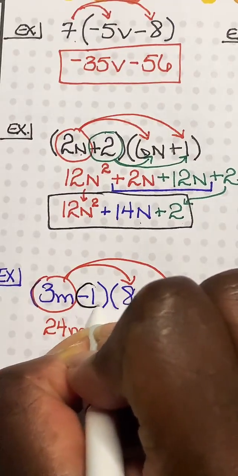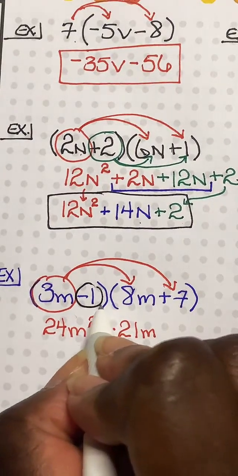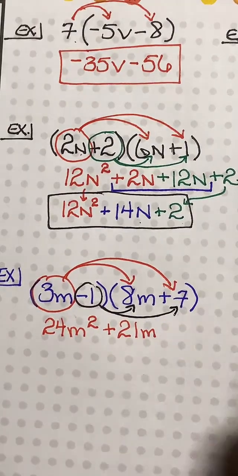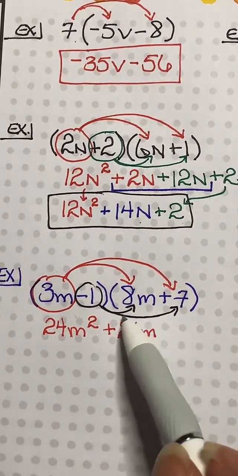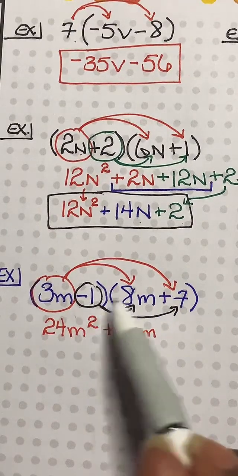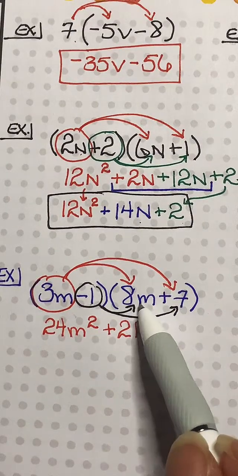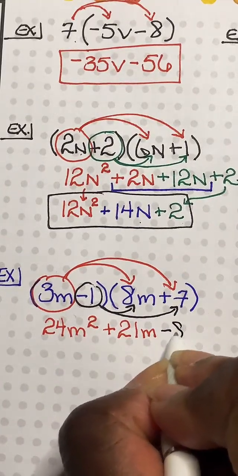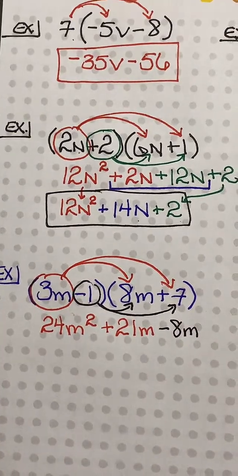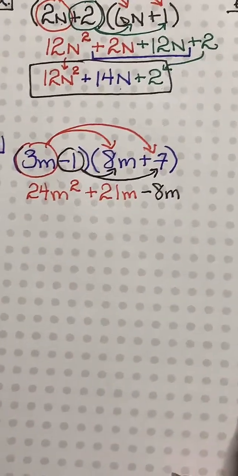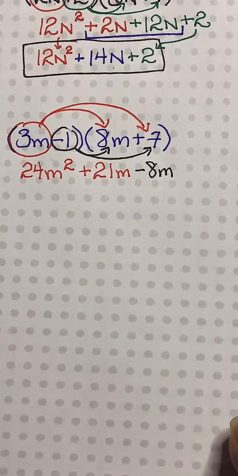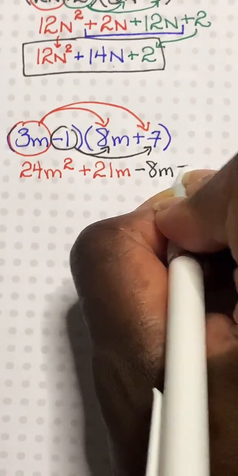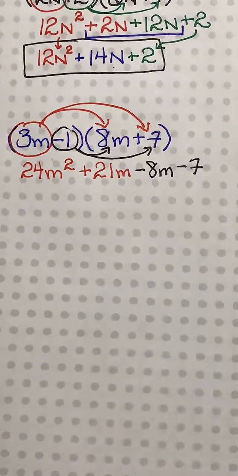Now we're going to take this negative 1 and we're going to distribute that on both of these terms. Like I said, anytime you multiply by a negative 1, you're basically changing its sign. So this was a positive 8m, now it is a negative 8m. Then we had a negative 1 times 7. That gives me a negative 7.